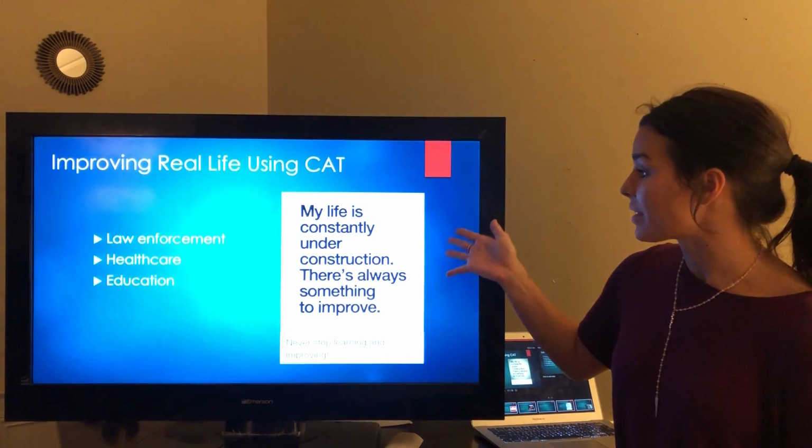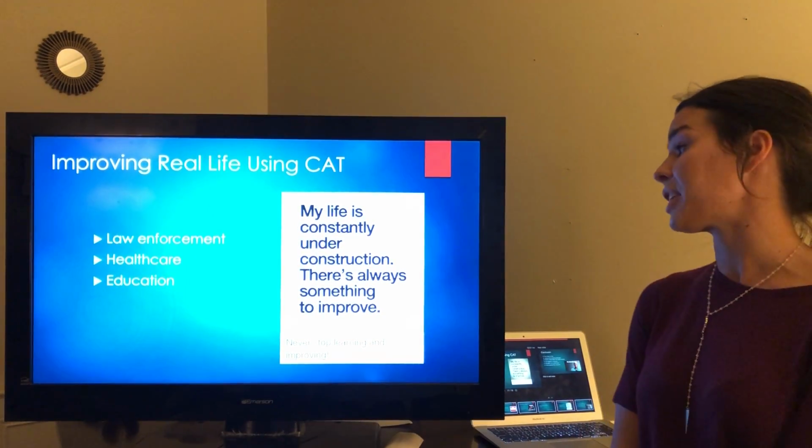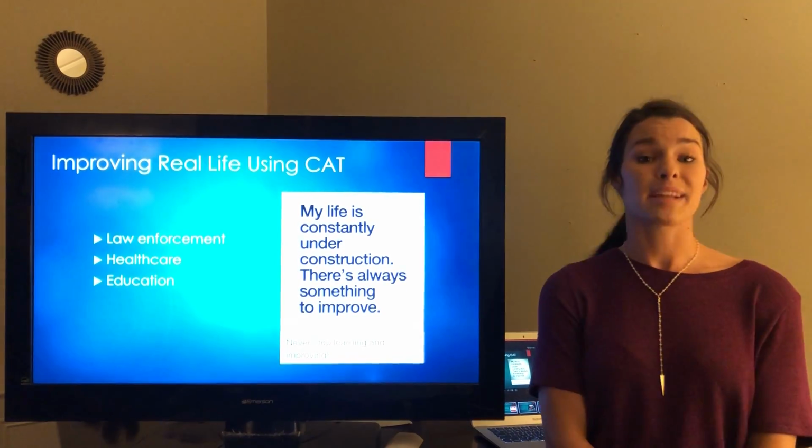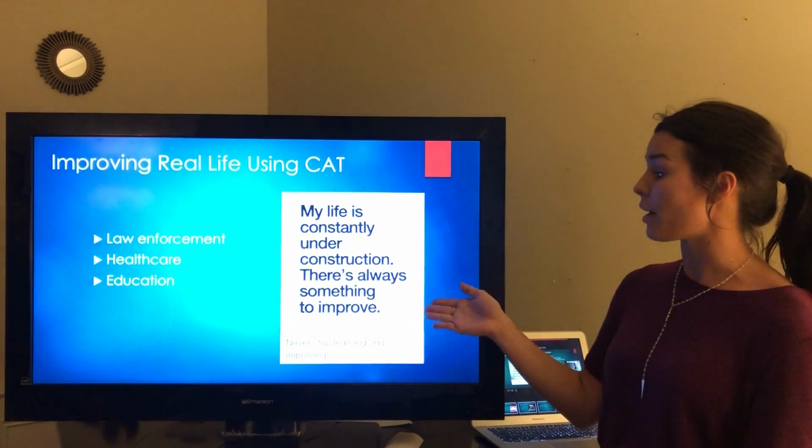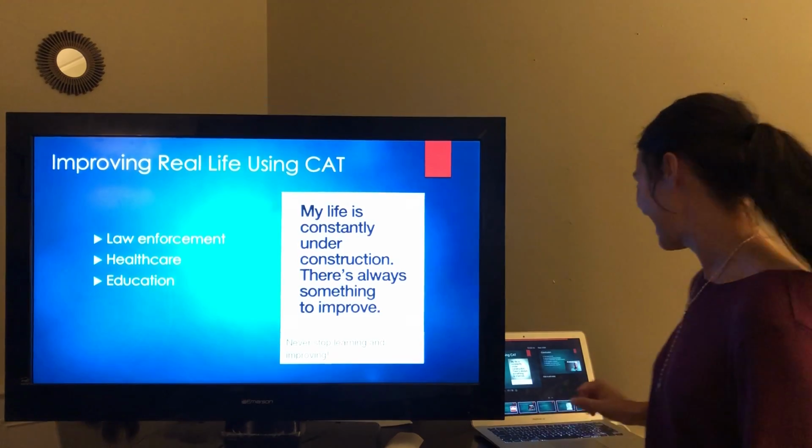This is a great quote. My life is constantly under construction. There's always something to improve, and we can always improve using CAT.